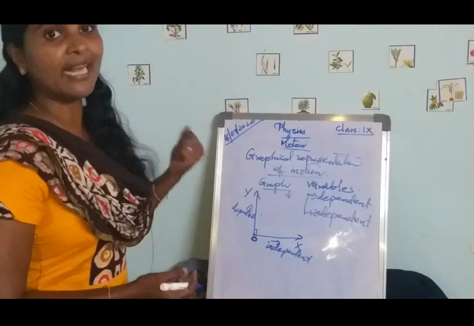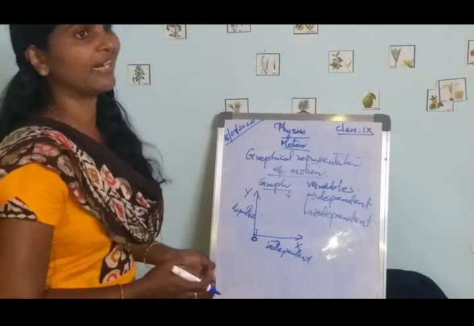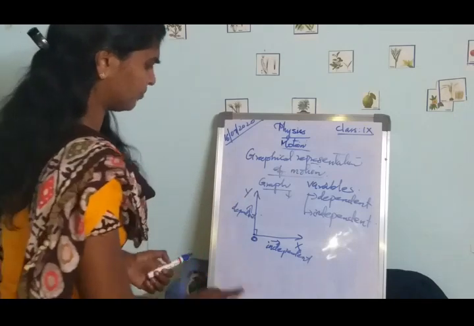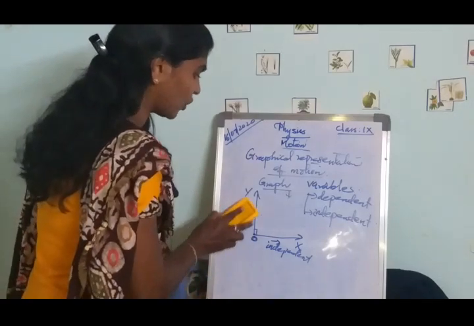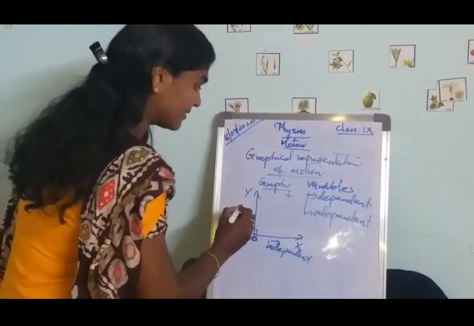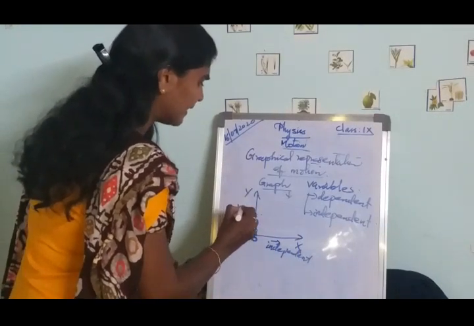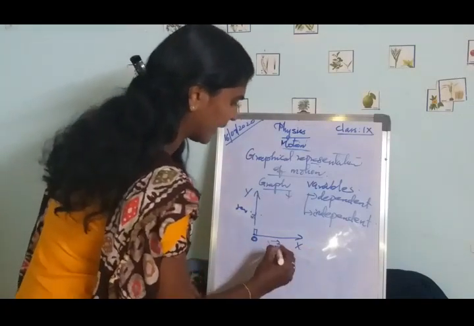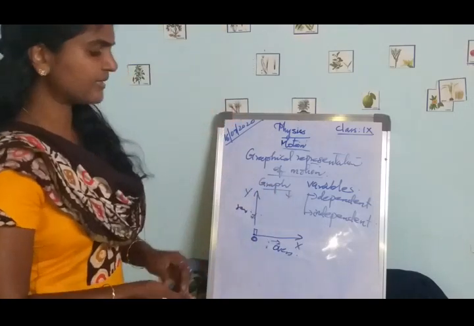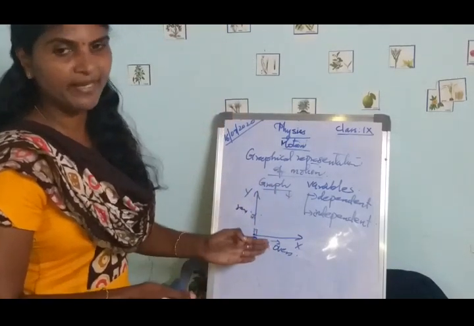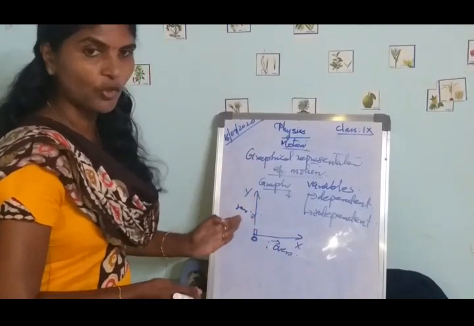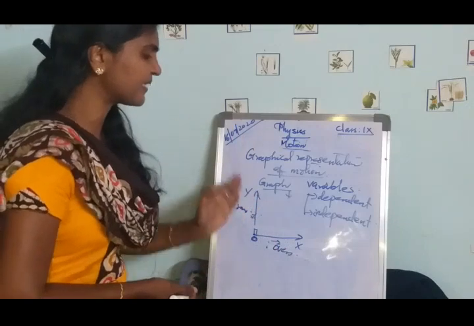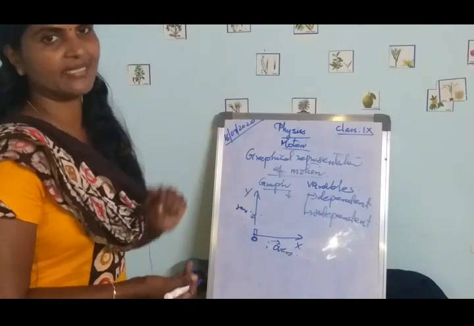For example, in a cricket match we can draw a graph between the number of runs scored and the number of overs. The number of runs scored is represented along the y-axis and the number of overs along the x-axis, because the number of overs is the independent one, and the number of runs scored depends upon the number of overs, so it is the dependent one.